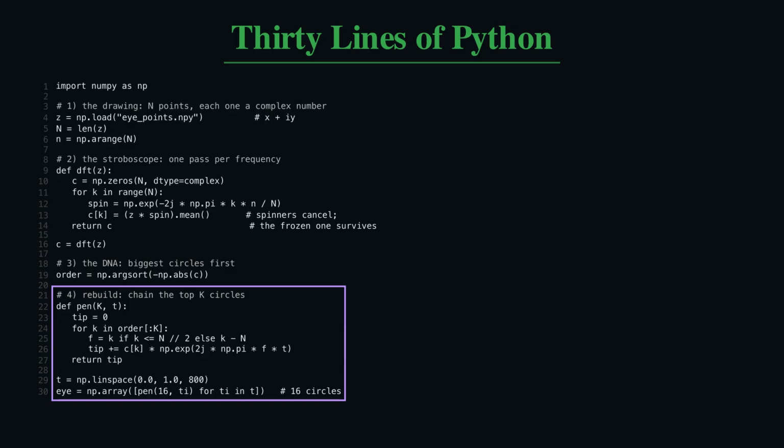Part 3 sorts the circles, biggest radius first. And Part 4 chains the top 16 circles tip to tail and lets the last one hold the pen. When someone says Python can see a shape, this is everything the word see means. No magic, no black box, a loop, a multiplication, and an average. You could type this from memory tomorrow.